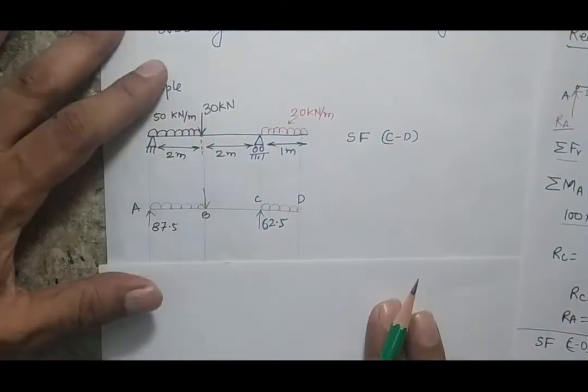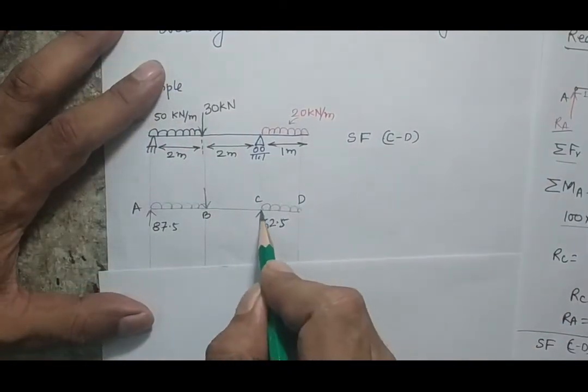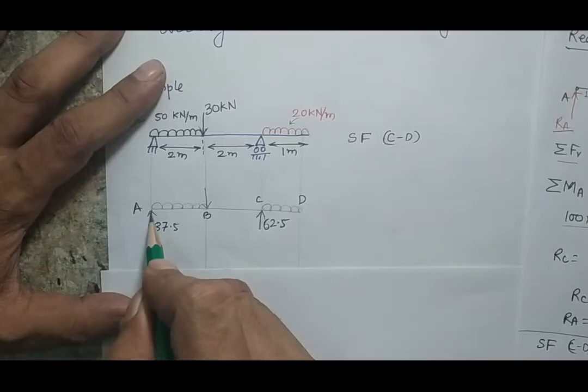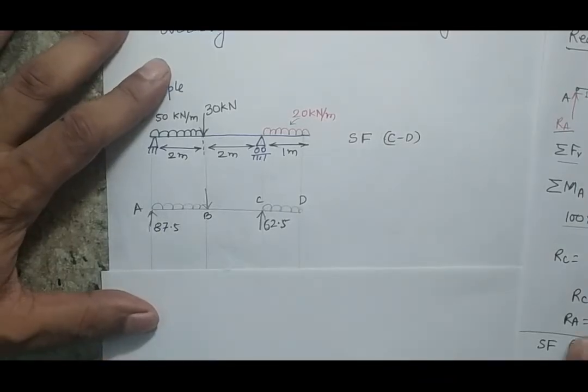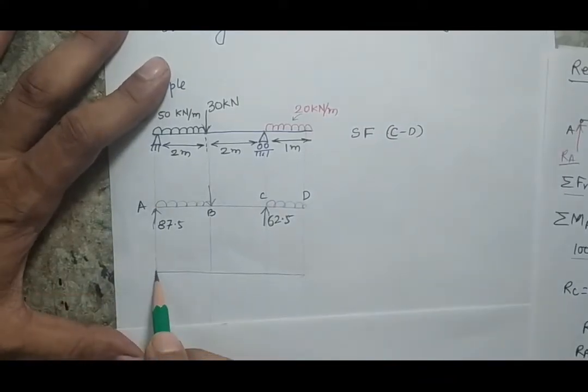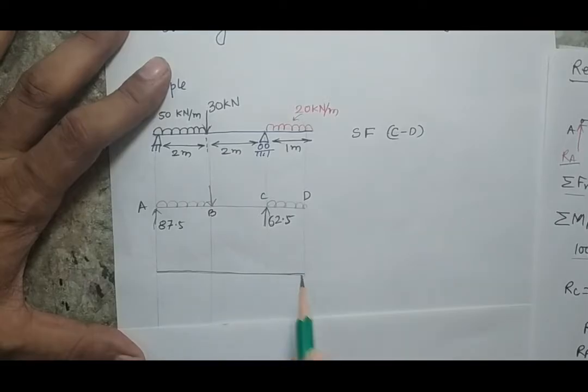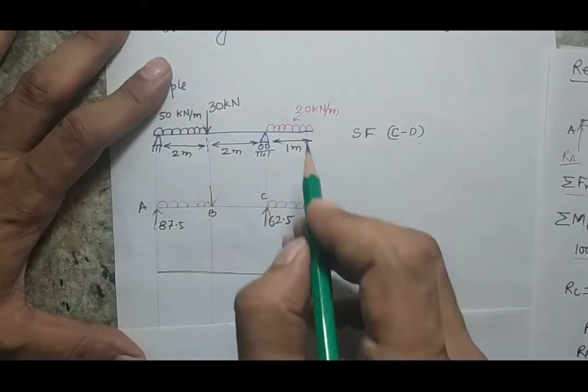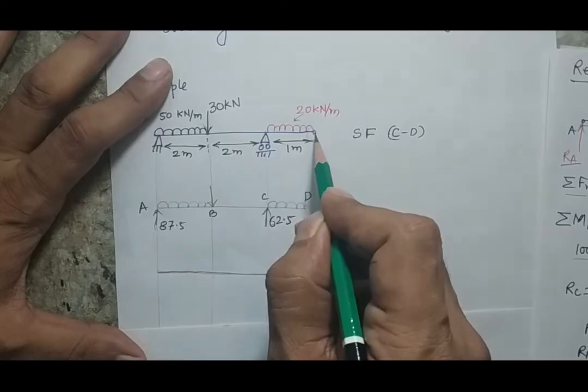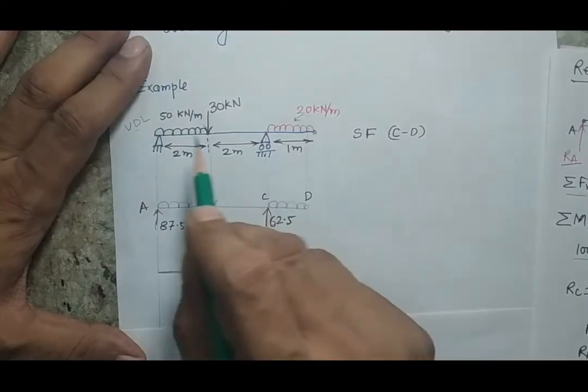Now this is my beam where these are the two known reactions, and now I have to make the shear force and bending moment diagram. So let's start with the shear force diagram. This is the representation of your beam, and I will start from the extreme right point, so I will move from right to left side.